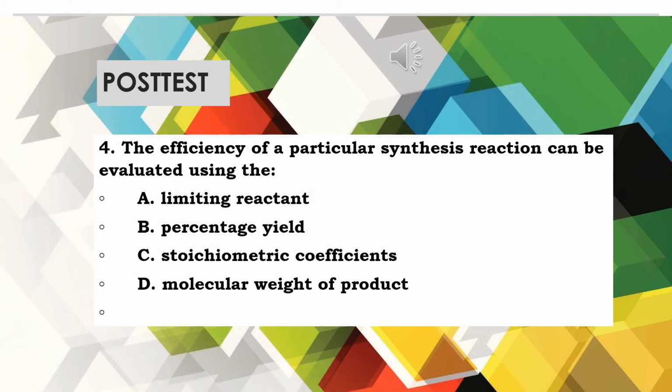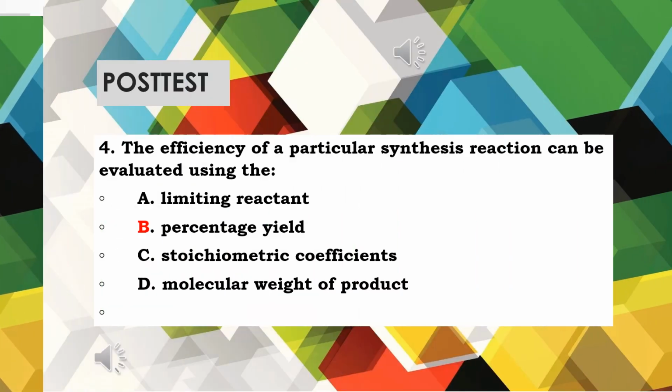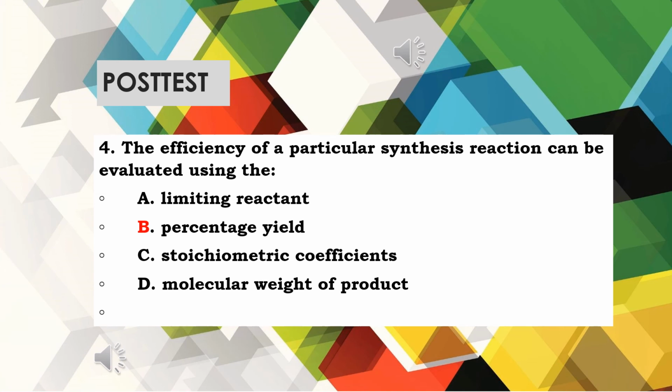Number 4. The efficiency of a particular synthesis reaction can be evaluated using the A. Limiting reactant. B. Percentage yield. C. Stoichiometric coefficients. Or D. Molecular weight of product. The answer is letter B.